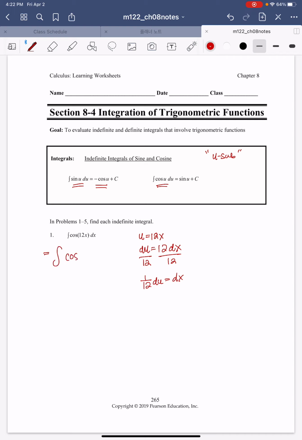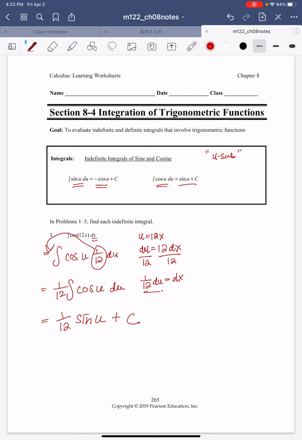So I have cosine of u. My dx is now 1 over 12 du. I can take the constant out of the integral. So 1 over 12 cosine u du. Now the antiderivative of cosine u is sine u plus c. So 1 over 12 sine u plus c. Don't forget plus c because this is a definite integral. I'm sorry, indefinite integral. There's no number to plug in.